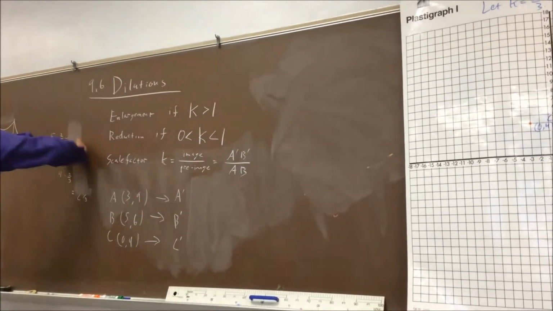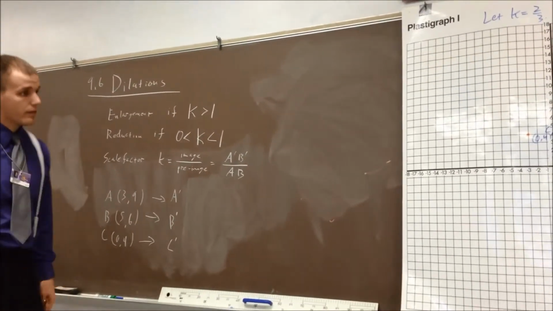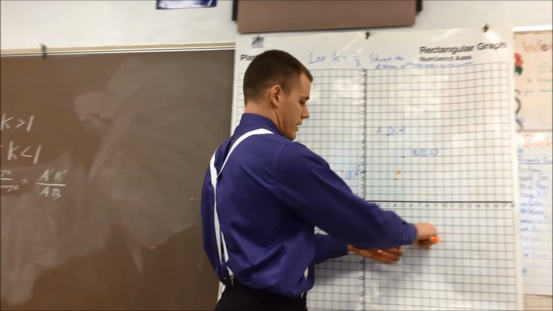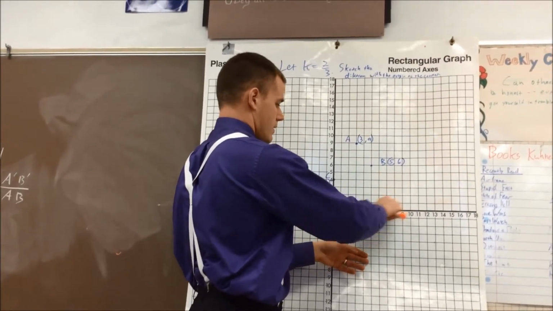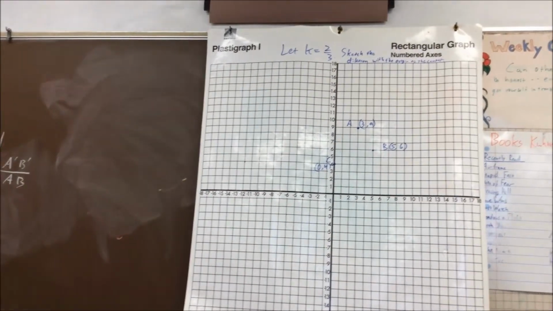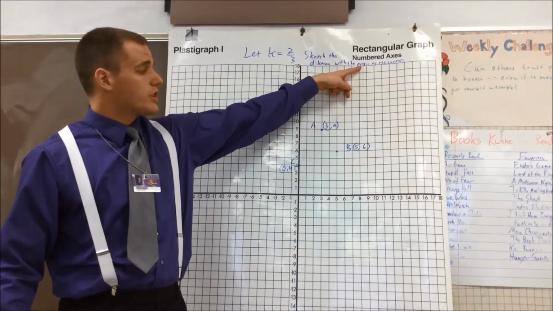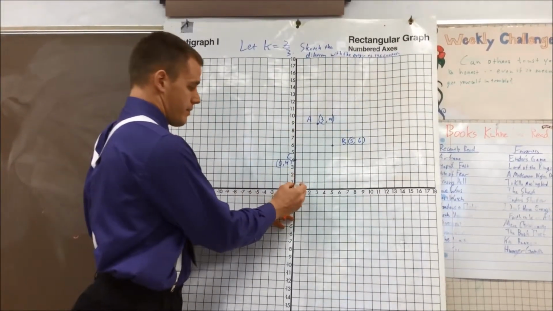So we're going to have the coordinates over here. My old work here. We're going to dilate this around the origin as the center. So here's my point P.